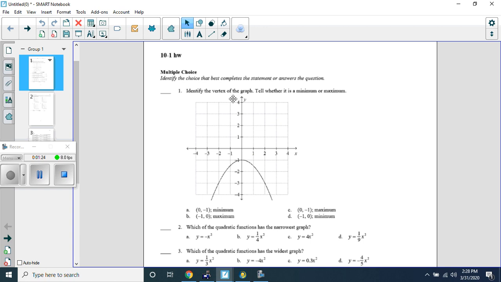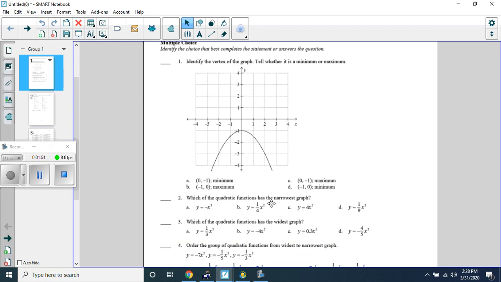Okay, identify the vertex. Again, the vertex is the peak of the graph. Tell whether it's a maximum or a minimum. Well, this graph here is a hill, it's a maximum, and its vertex is this point right here, which is 0, comma, -1. So it's not A, it would be C, 0, comma, -1, and a maximum.